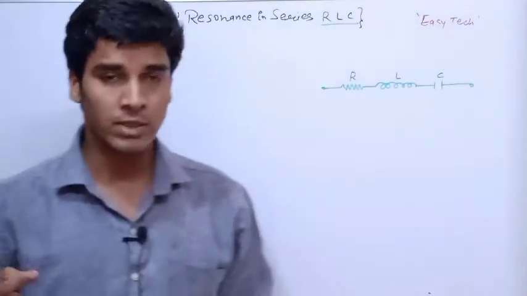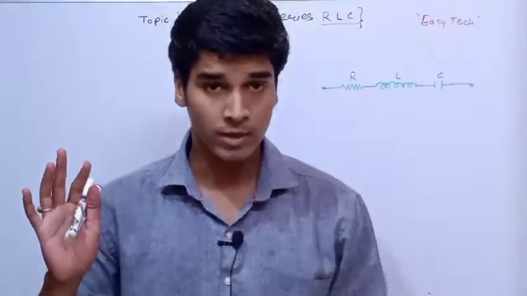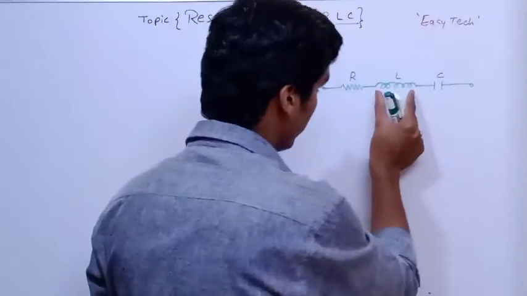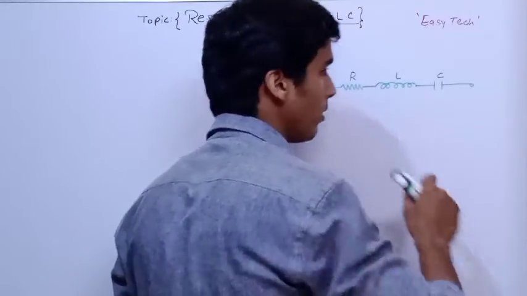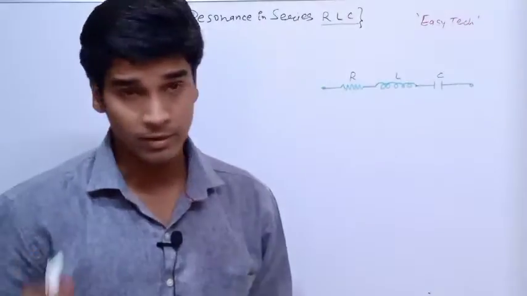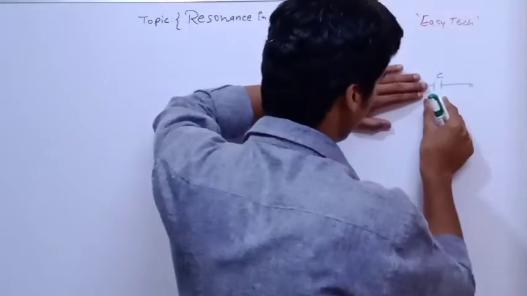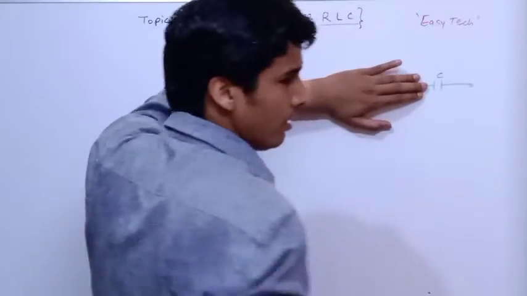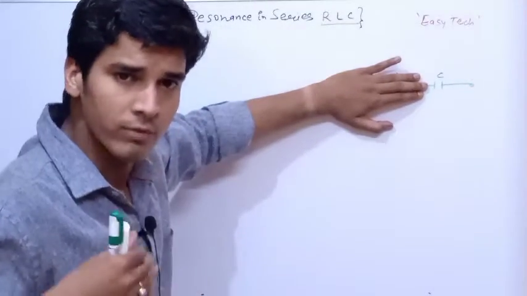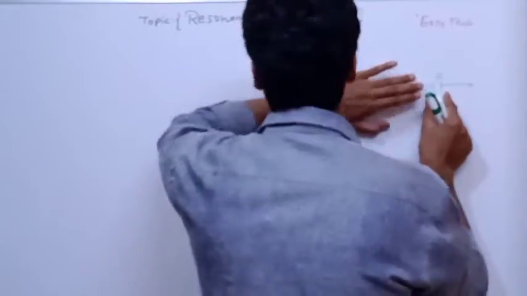In the pure inductive circuit, whenever the circuit contains only L, that is the inductor, the voltage always leads the current by 90 degrees. For a pure capacitor, the voltage always lags the current by 90 degrees. That means current always leads by 90 degrees with respect to voltage in a circuit having a pure capacitor.